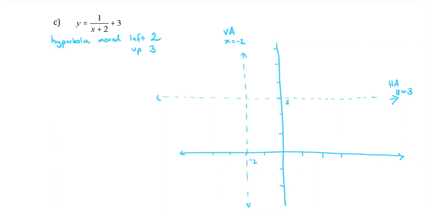Now I am going to find my intercepts. Because it's a positive hyperbola, I know that my hyperbola is going to be in the first and third quadrant, equivalent around those asymptotes, but I want to find some intercepts to go around it. So I'm going to sub in when x equals 0, which would be y is equal to 1 over 0 plus 2 is 2 plus 3, so that's equal to 3.5.